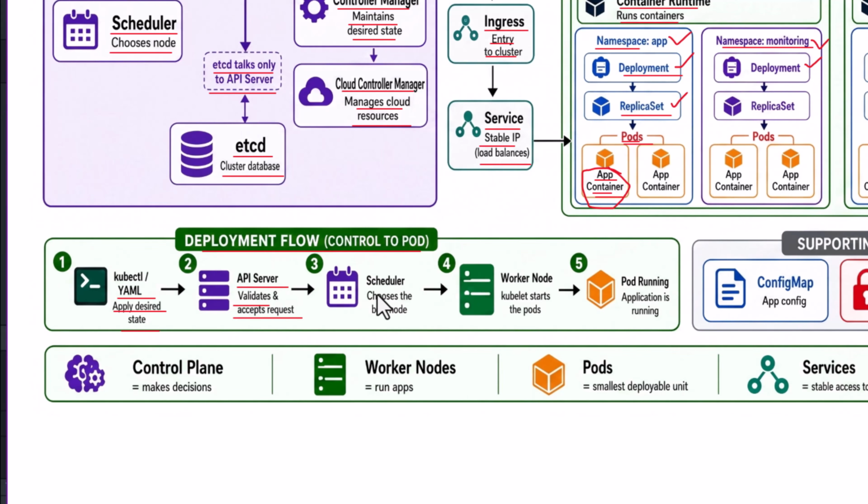Step 3. The scheduler checks which pod needs a node. Then it chooses the best worker node for that pod. Step 4. The selected worker node receives the instruction. Kubelet on that worker node starts the pod. The container runtime pulls the image and runs the application container. Step 5. The pod starts running. Now the application is running inside Kubernetes. If the pod fails, Kubernetes can automatically create a new pod based on the desired state. This is the power of Kubernetes.